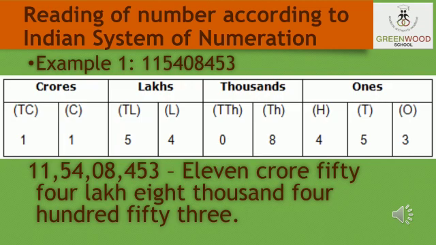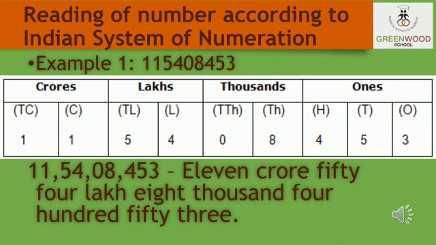Let's see how to read any number according to the Indian system of numeration. See example. Number is 11540845 but I cannot read this way. Then what to do, ma'am? First put the number in their respective places. Now we all know places are always decided from the right hand side. 3 at the place of ones, 5 at the place of tens, 4 at the place of 100. Now, can you tell me, ones, tens and 100 create which period? Correct. It's the ones period.